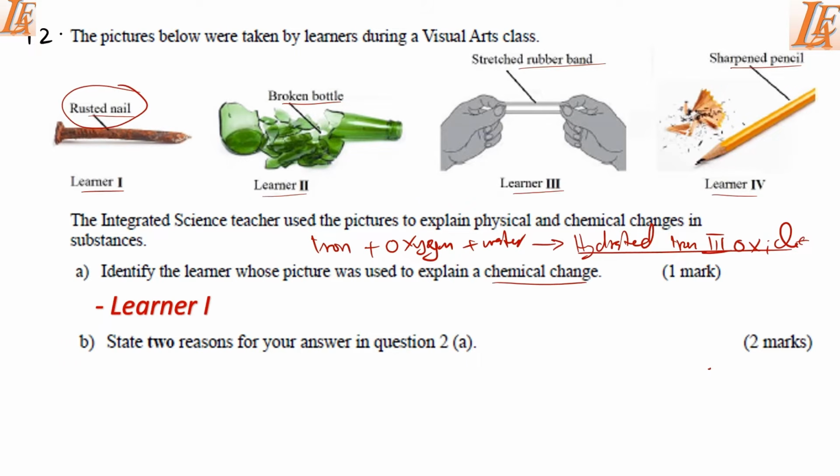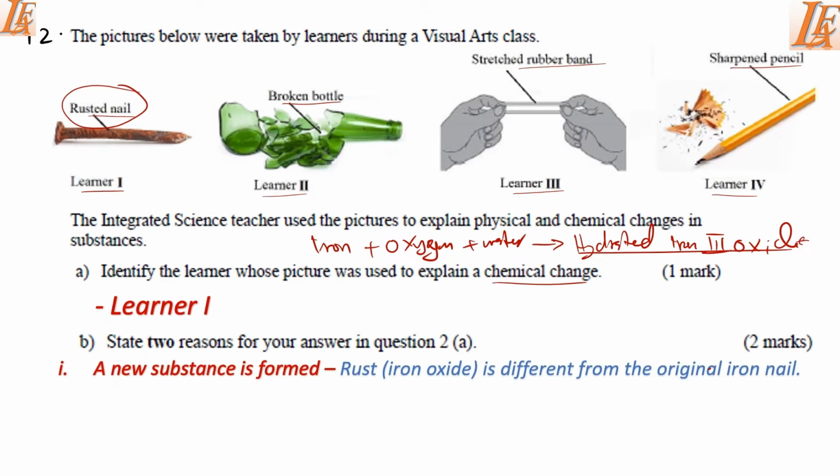Now, B: state 2 reasons for your answer in question A above. The first reason is that a new substance is formed. In this case, we have said rust is hydrated iron(III) oxide, which is brown in color and different from the original constituents. We have iron, oxygen, and water, but the product formed is hydrated iron(III) oxide. So a new substance is formed.